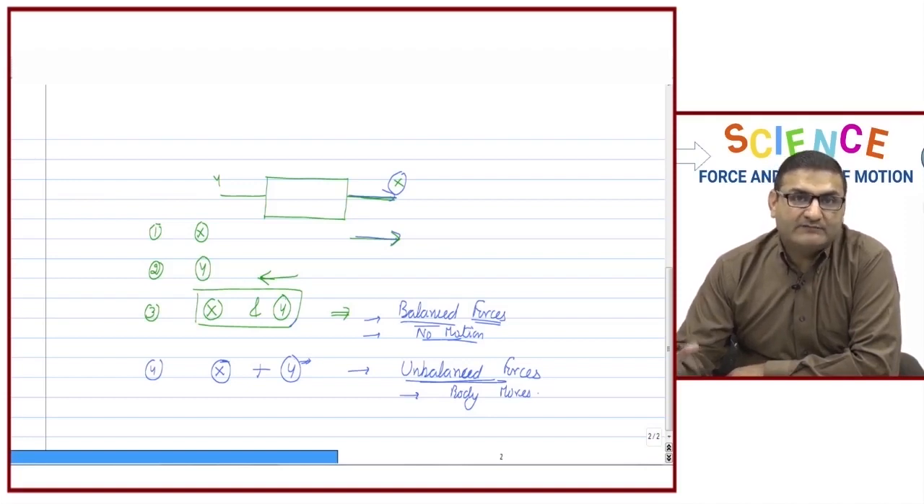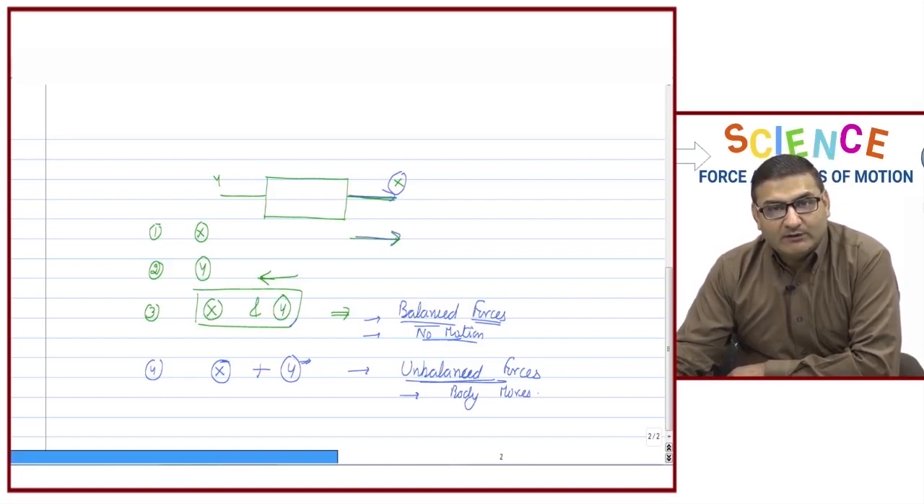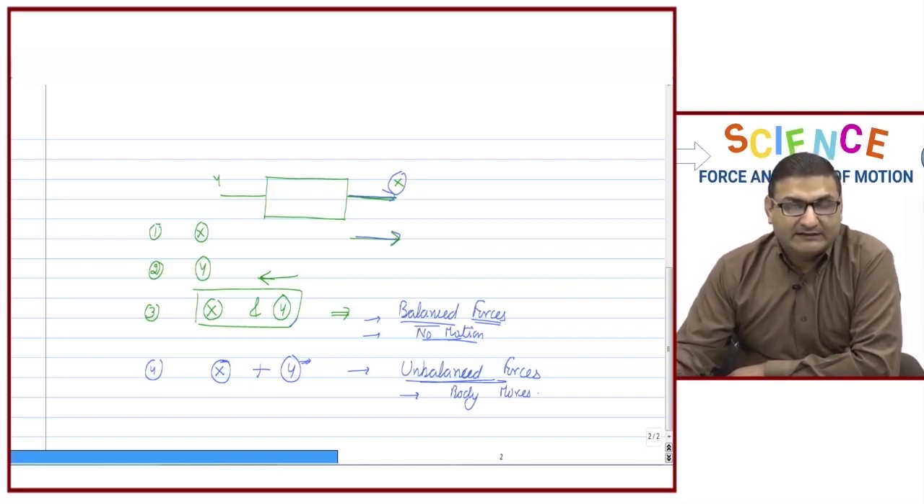Now if the opposing force is more, then the moving body will slow down, and if the accelerating force is more, then the moving body is going to speed up. Whatever the situation is, unbalanced forces always bring about a change in the movement or present position of the object. If the object was at rest, it will start moving, and if it was already moving, its speed will change.